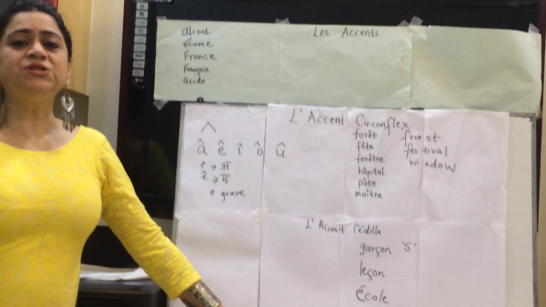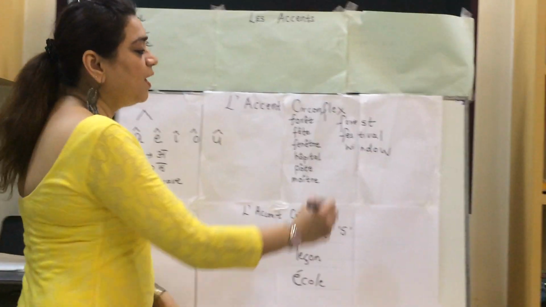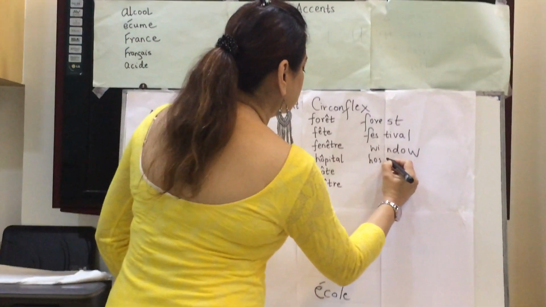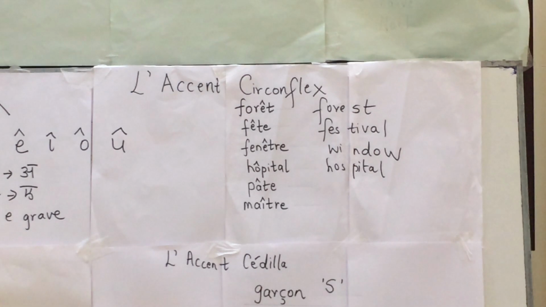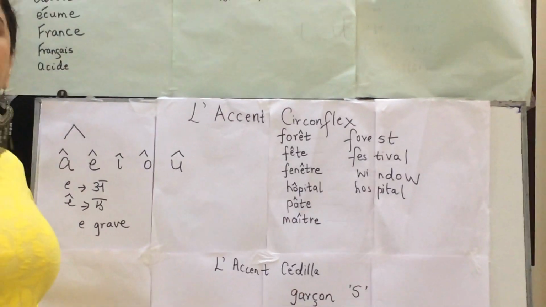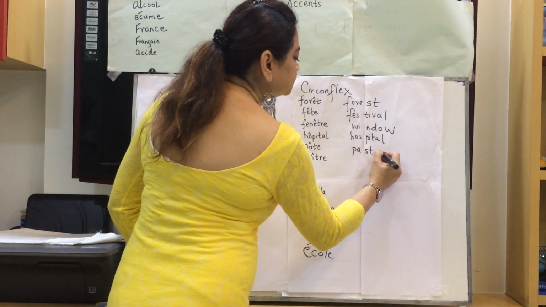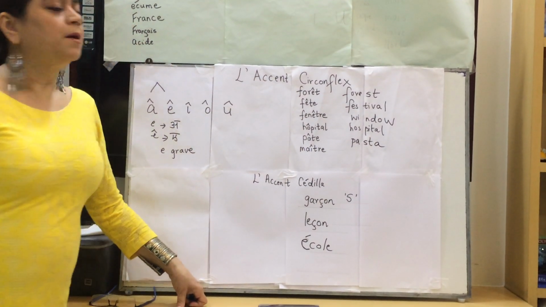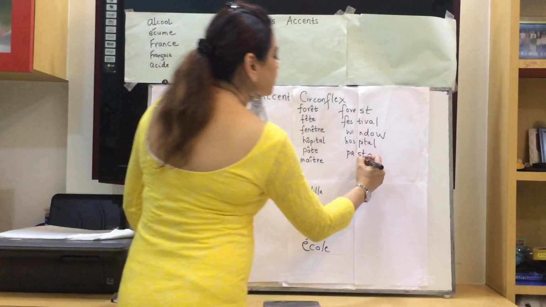Hôpital, we try putting an S after the O circumflex. It reads as hospital and the meaning is hospital. Pâte. Somewhat close, that is you add an S, it is paste, it is known as pasta. Maître is not following the pattern, it means as master.